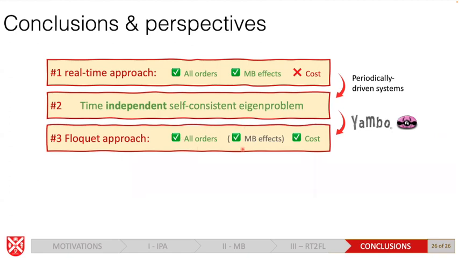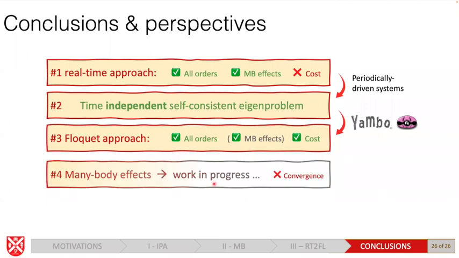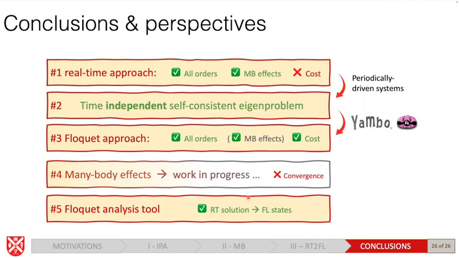The extent to which it is flexible for the inclusion of many-body effects is maybe debated. It is flexible and they can be included, but then it brings a lot of convergence issues that we are dealing with at the moment, and this led to tapping into the issues of population inversions and dissipation. Finally, I presented a Floquet analysis tool that is able to extract Floquet states from a real-time solution and then further analyze real-time computations. Okay, so that's it for now. Thank you very much for your attention, and happy to take any questions.